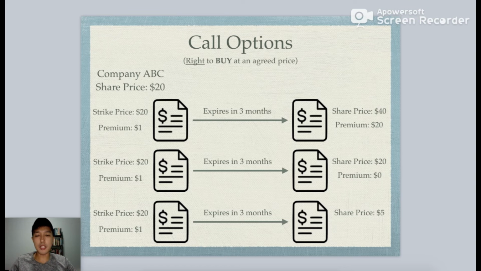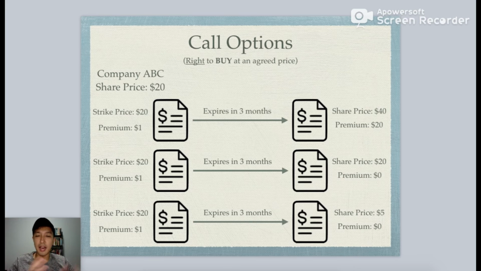How about the third scenario? You have the right to buy at $20. The market now has dropped to $5. Will you want to buy from the market at $5, or will you want to exercise your contract to buy at $20? Well, naturally everybody wants to buy at $5. Who wants to buy at $20? So if you're not going to buy at $20, am I right to say you're going to let this contract expire worthless? Exactly, that's what it's going to be. So the premium will be worthless. There's no value to it.